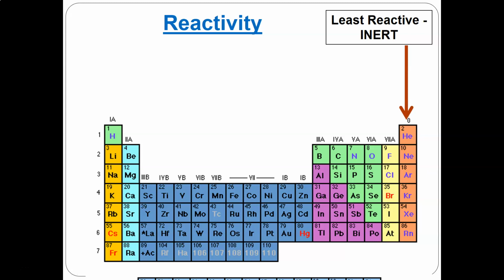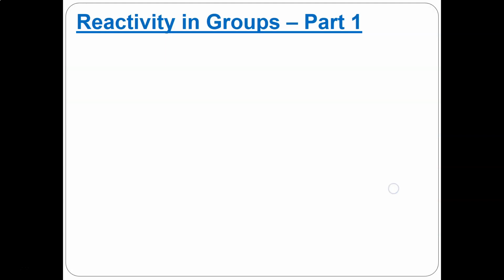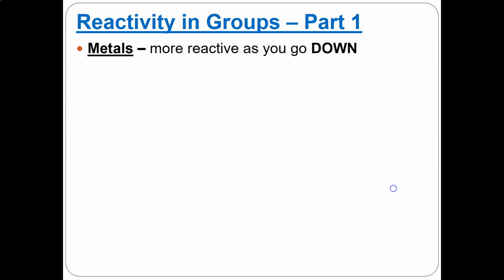So now let's think about why do we have this opposite pattern? Why do the metals and the nonmetals behave differently from each other? So for the metals, they get more reactive as you go down because it's easier to lose electrons as you go down. Metals want to make cations. They want to make a plus charge.